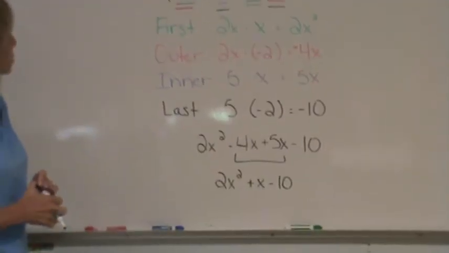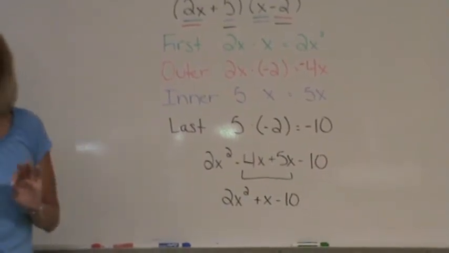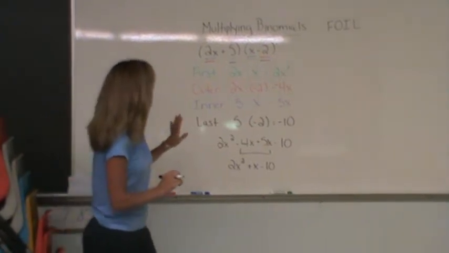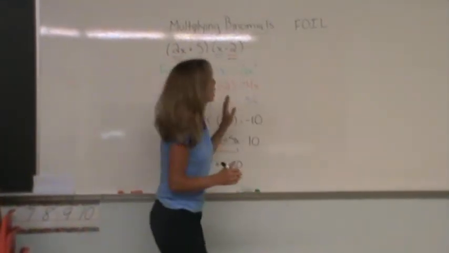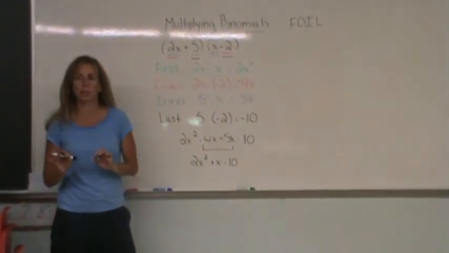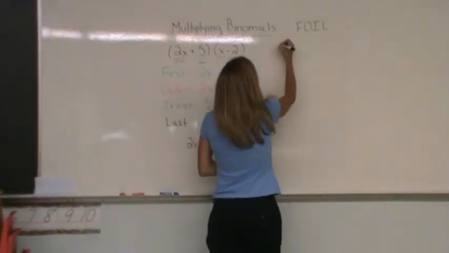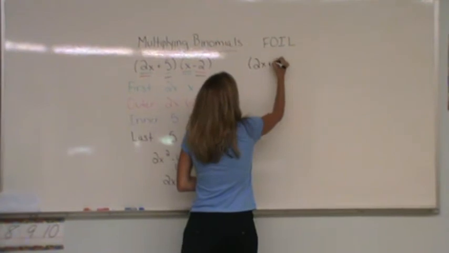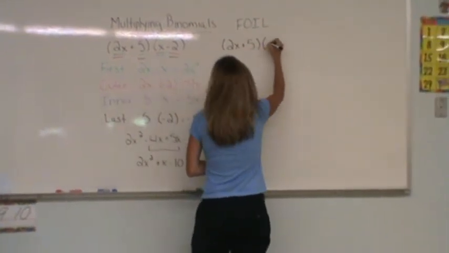So that is how we multiply binomials, and we can use the FOIL method when we have two binomials. But I want you to take notice though that what we're doing here is just distributing. So let's start over here, and we'll do this another way. We're doing our same binomials.